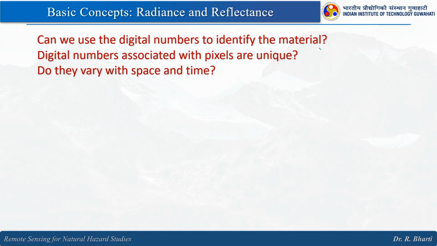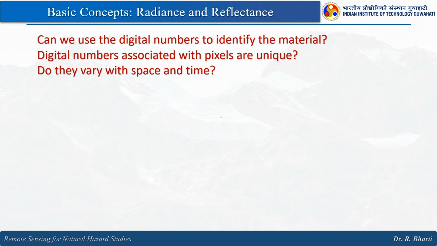Hello everyone, this is the continuation of lecture 2, on basics of remote sensing. So before we proceed, we need to ask this question: can we use the digital number to identify the material? Digital numbers associated with the pixels are unique. Do they vary with space and time? So I will just try to explain one by one.